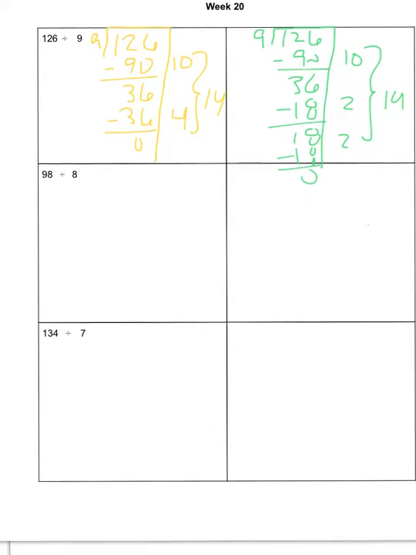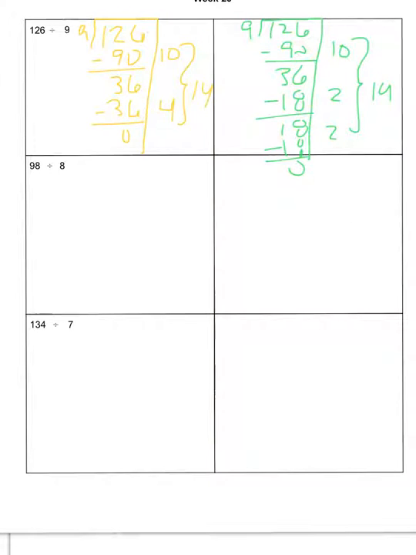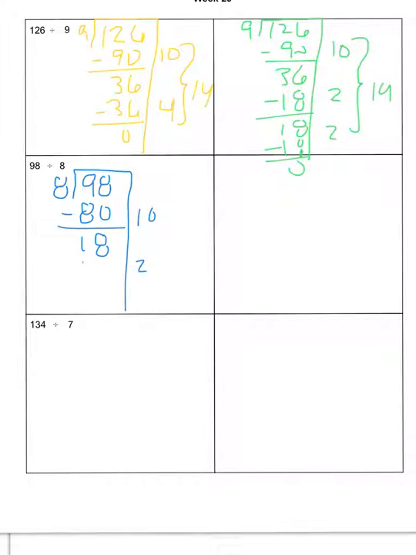Now with that, let's give ourselves a little more room up here. Let's go to the next one. Now let's say we have 98 as our dividend, and the divisor is 8. So we know 8 tens is 80. When we subtract, we have 18 left. 8 doesn't go into 18 evenly, but I do know that 8 twos is 16 with the remainder of 2.